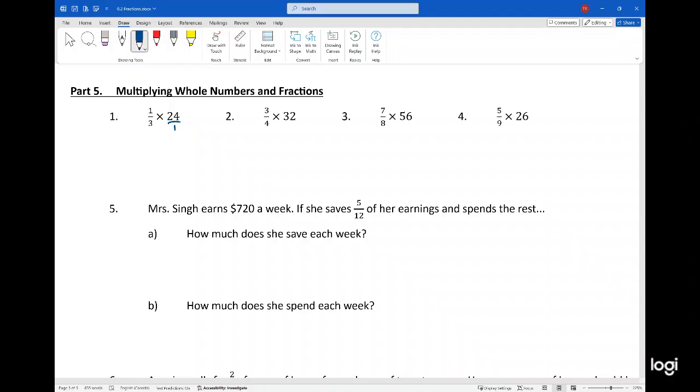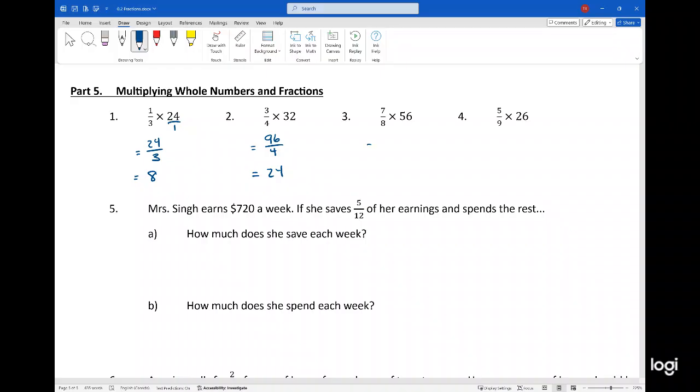So just remember that it doesn't change anything. Really, the 1/3, we're only multiplying the top by 24. The bottom's just getting multiplied by 1, so it does not change. So the top becomes 24, the bottom stays 3. And that one obviously can be put into lower terms. 24 divided by 3 happens to be 8 exactly. This one here, we multiply the top only by 32. 3 times 32 is 96. 96 is divisible by 4, and that is 24.